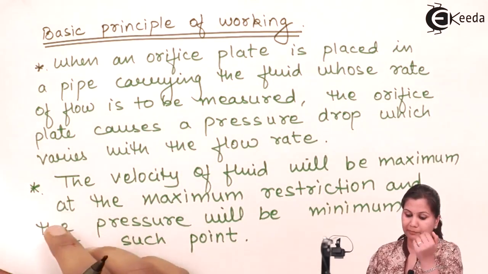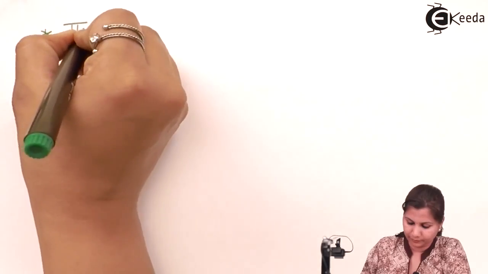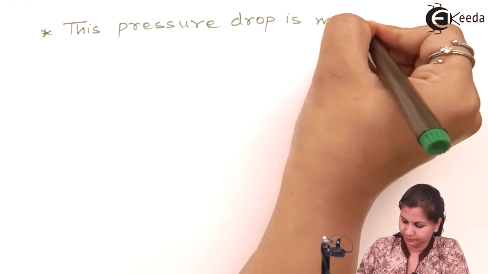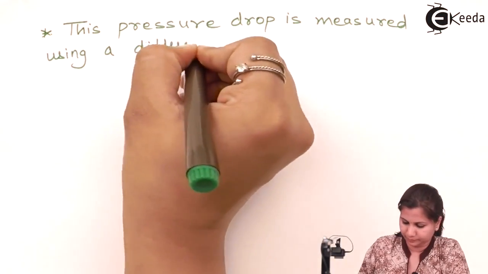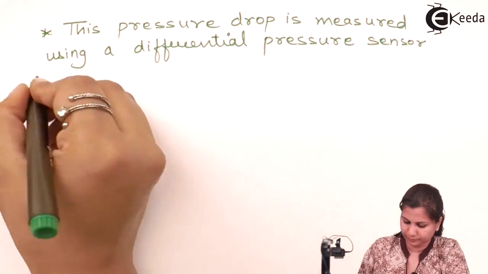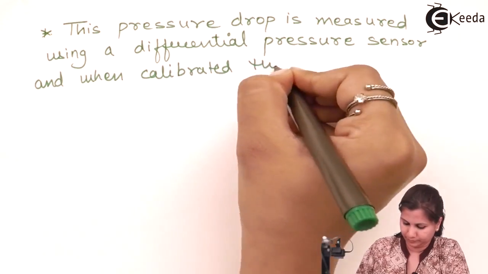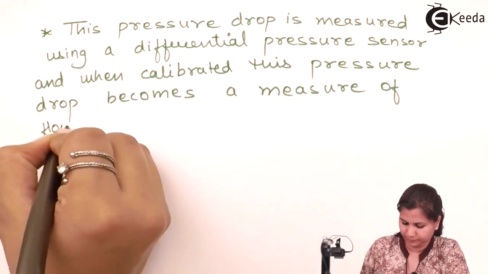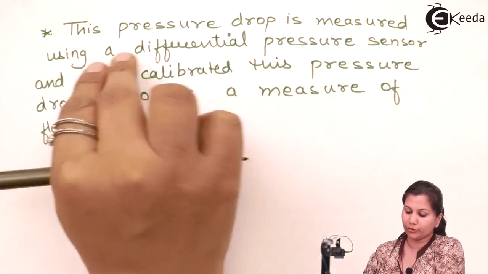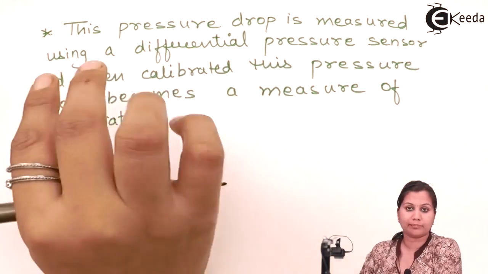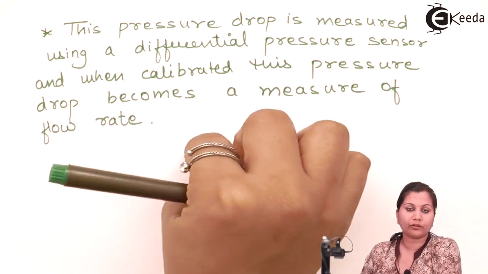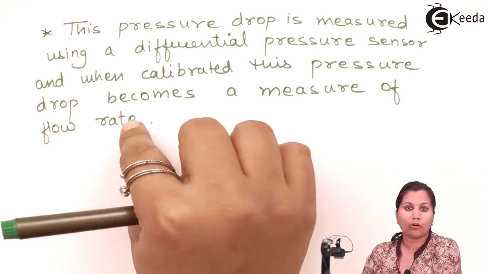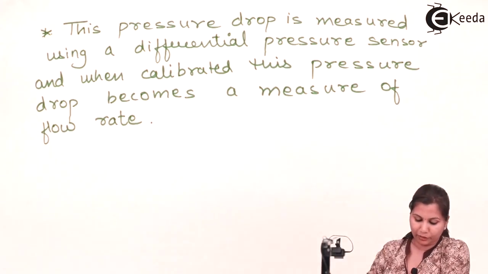Due to this orifice plate, a pressure difference is created, and this difference in the pressure before and after the orifice plate can be measured with the help of a differential pressure sensor. When this pressure difference is calibrated, it becomes a measure of the flow rate, or we can say that this pressure difference is proportional to the rate of flow of the fluid. So this is the basic principle of working of the orifice plate.